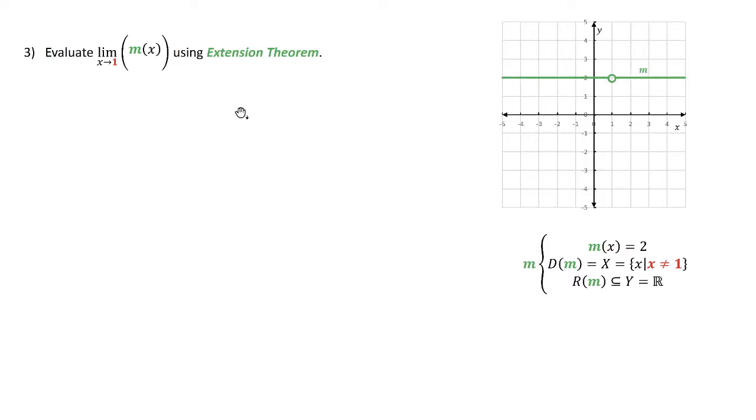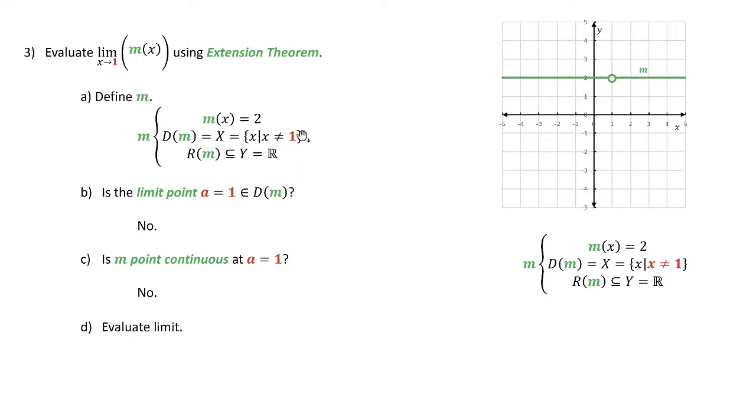So let's make that precise. This is our function m, and again, I'm following the standard procedures that we follow. Is the limit point a equals 1, this is my limit point 1, in the domain of the secant slope function? No. So I can't use point continuity to evaluate the limit.